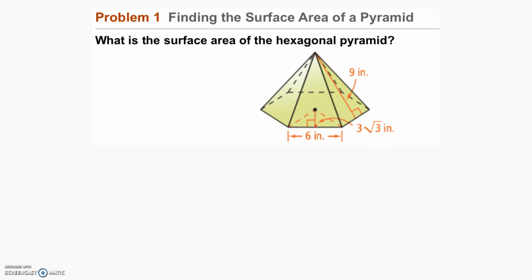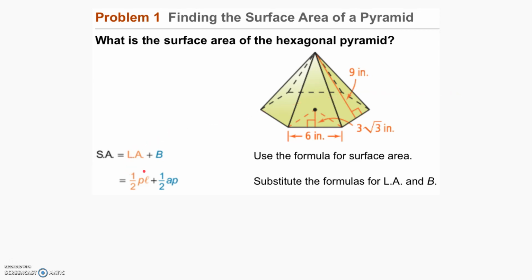They've also given us that this length in here is 3 root 3. That's always going to be the same from each side. That's the apothem. So the apothem is 3 root 3 over here, but is also 3 root 3 over here. And they also gave us the slant height. Notice the distance to climb up the pyramid would be 9 inches. So, first thing we're going to do is start using this formula for surface area.